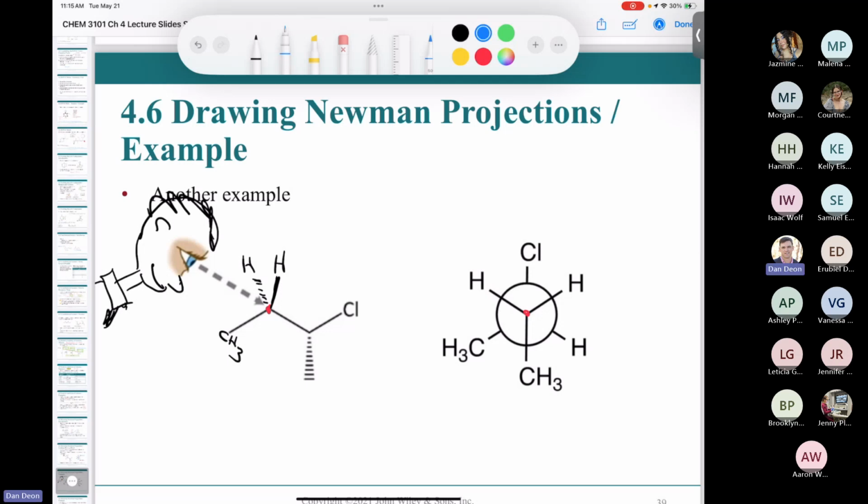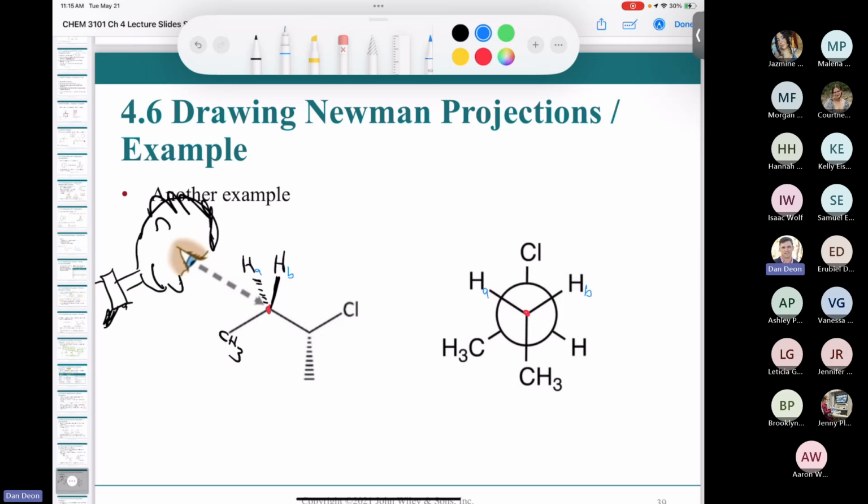If I label this as HA and this is HB, so there are these two protons. Could anybody tell me which one is HA? Would it be the one on the left in the blue circle or the one on the right in the blue circle? Which one would be HA based off of the way the person sees it? Thanks, Rubio. It's the one on the left, isn't it? Exactly. This one would be HA and this one would be HB, right?